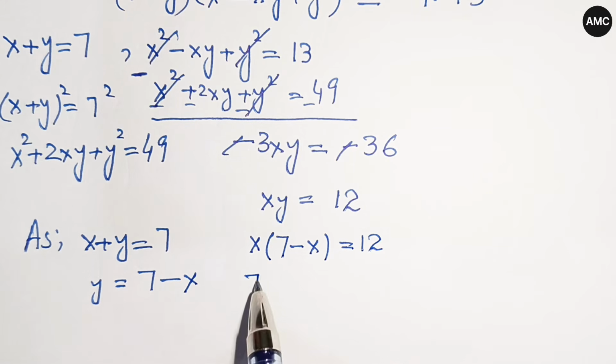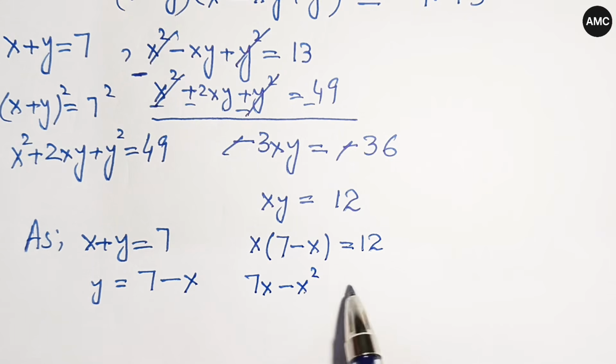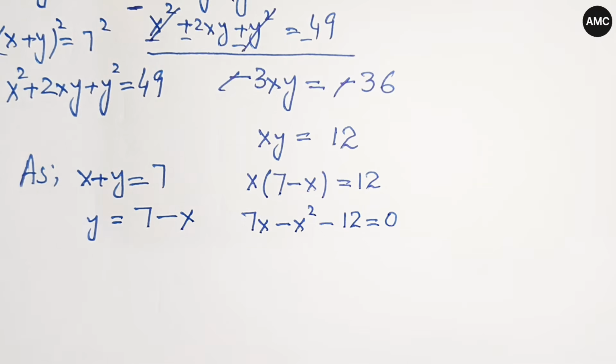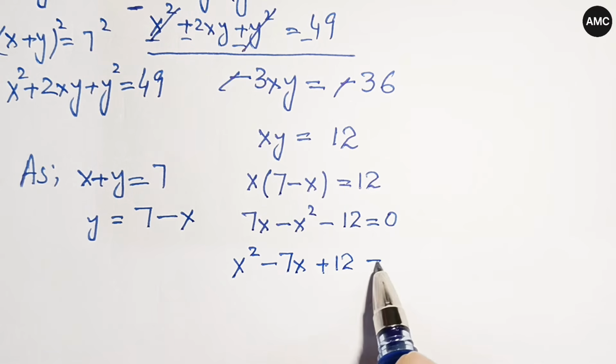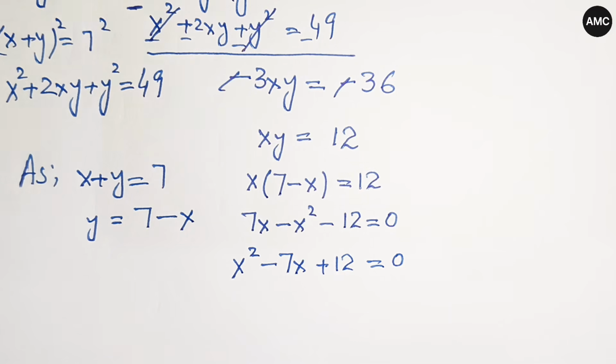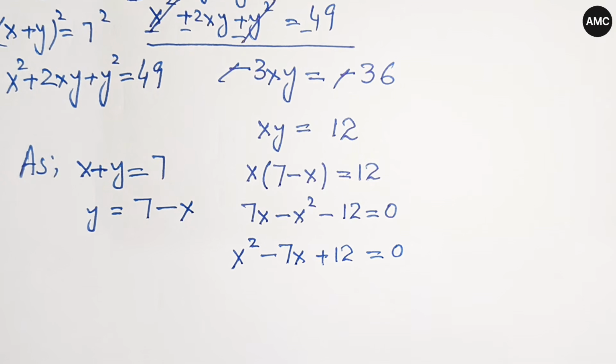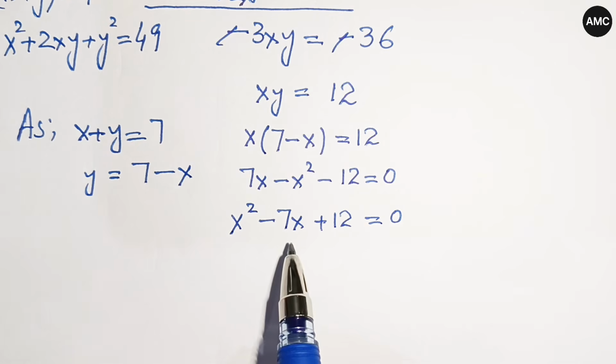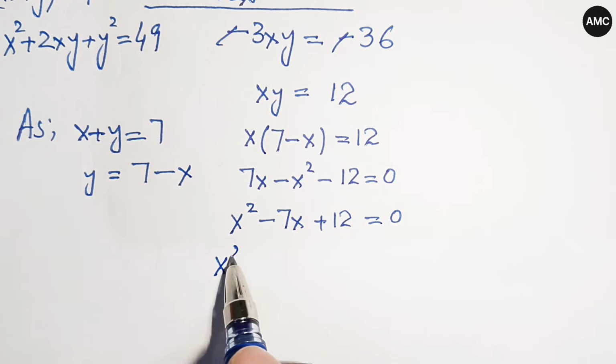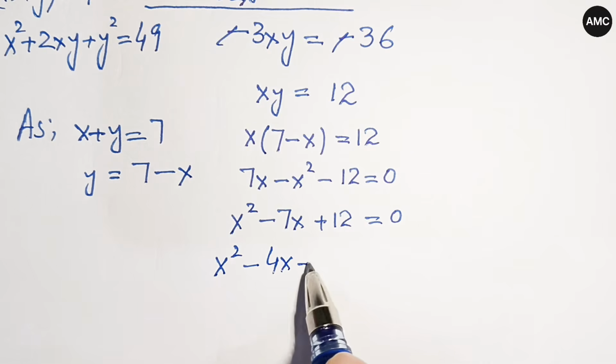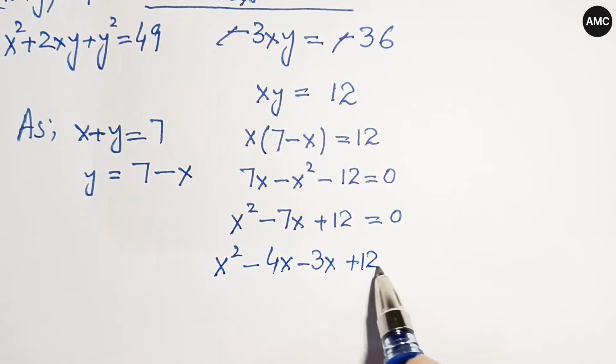So here we have 7x − x² − 12 is equal to 0. Now if we multiply by negative 1 on both sides, we get x² − 7x + 12 is equal to 0. Now it is a nice quadratic equation. We have to solve this using the factorization method, because this minus 7x can be split into minus 4x minus 3x, plus 12 is equal to 0.